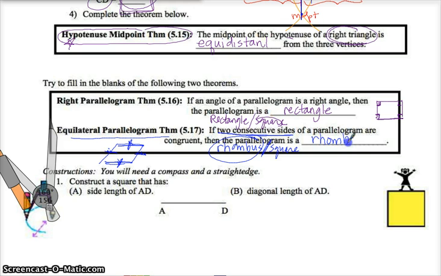Why is it not necessarily a square? Well, a square specifically has to also say something about the angles. And it doesn't say anything about an angle. Therefore, the only thing we know is that it has to be a rhombus.